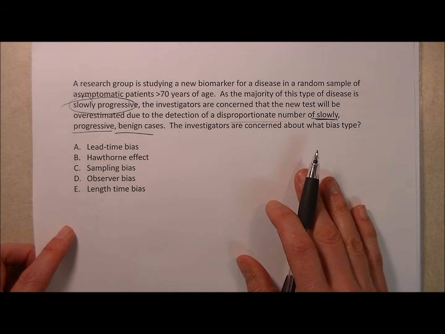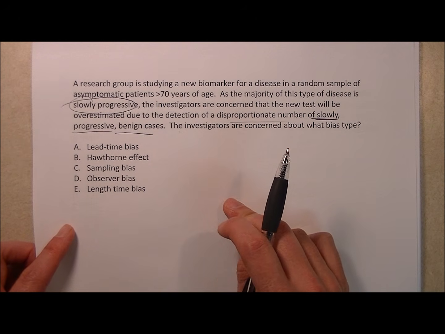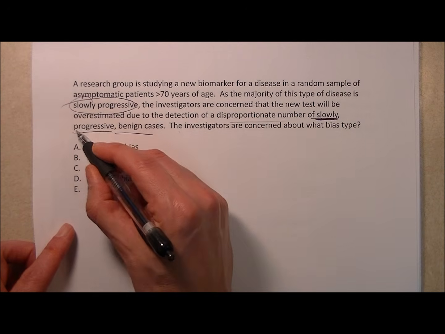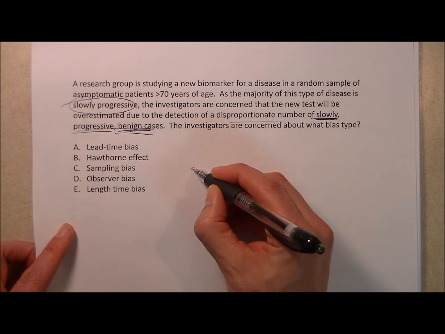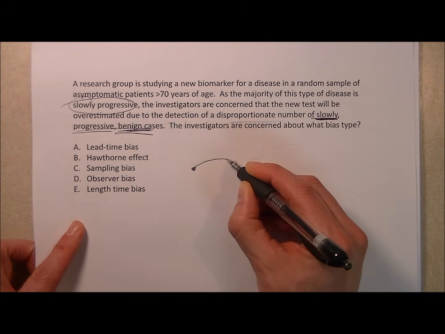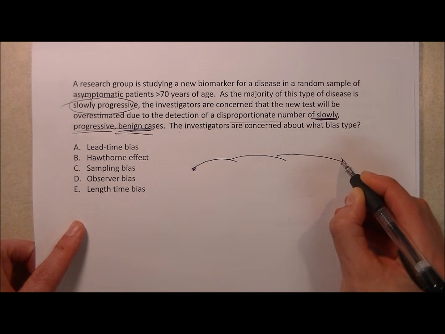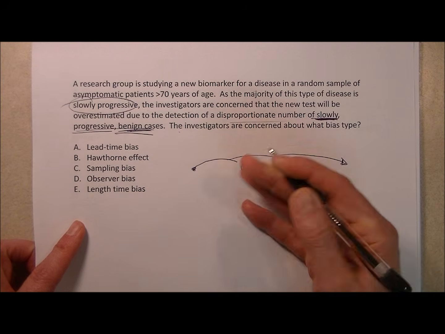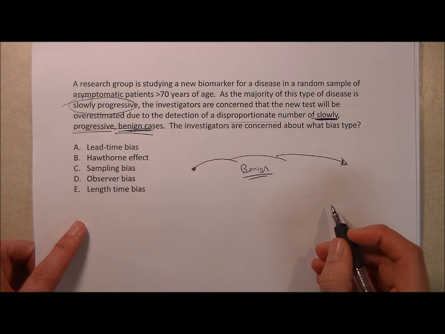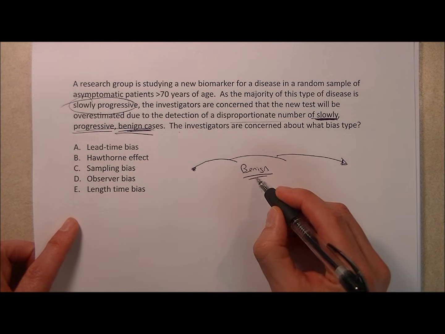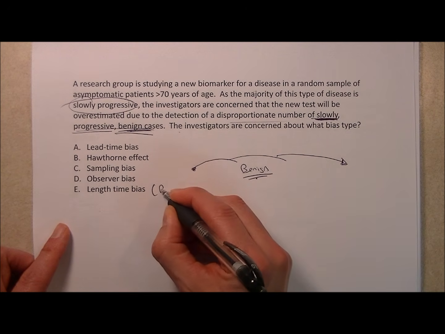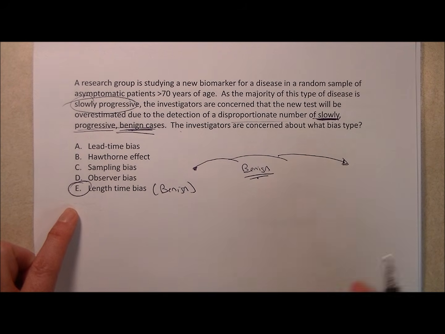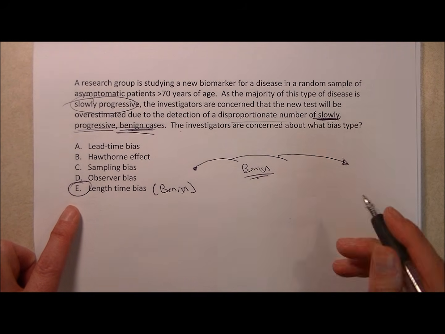But the key with this one is that the researchers are worried about the fact that they're finding all these slow, benign cases. They're just detecting them, and these people are living longer, but it's mainly because the disease is more benign in the cases they're adding in there. So whenever you see benign cases, you're going to go with length time bias, answer choice E. That's just a flat out, just know it.